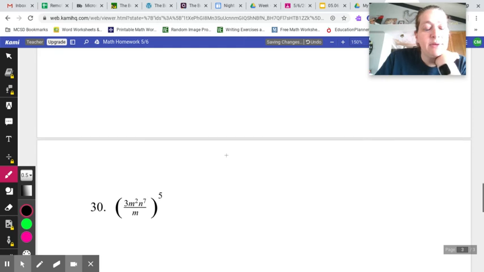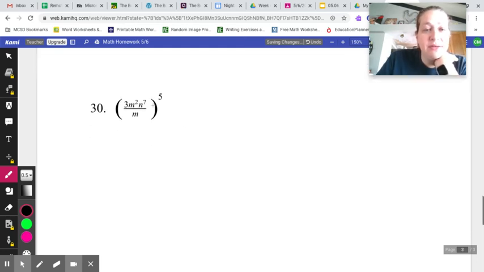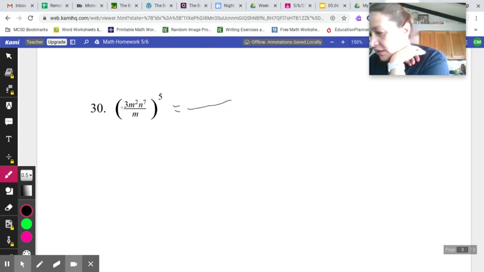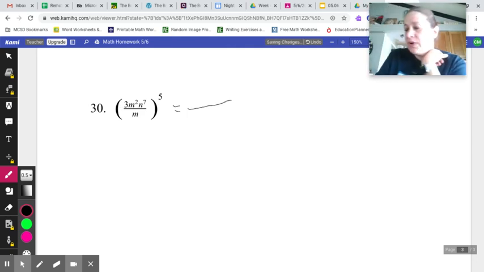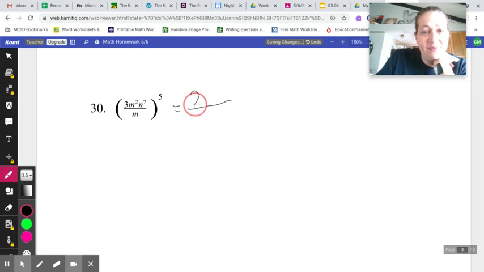And the last problem, number 30. Okay, this one is probably the most difficult problem. So first thing we're going to do is 3 to the 5th, which is 243. Okay. And now we're going to multiply these because they're raised to the power. So 2 times 5 is 10. So m to the 10th.